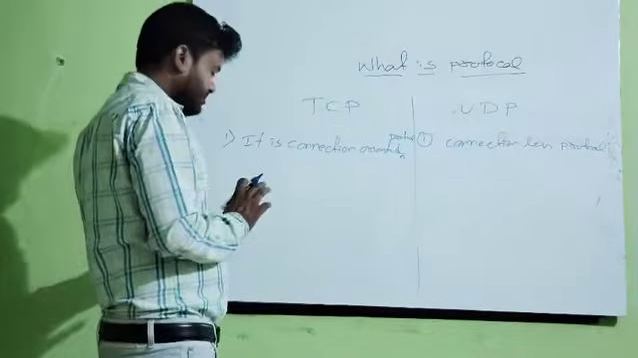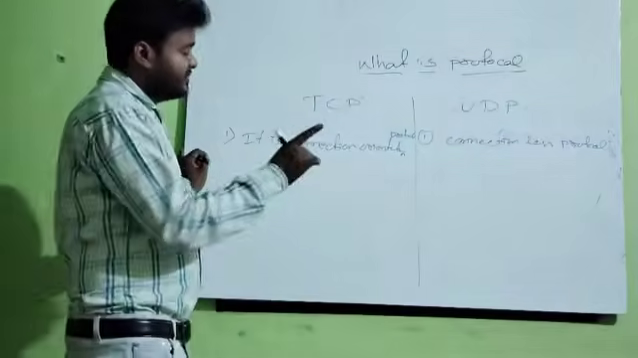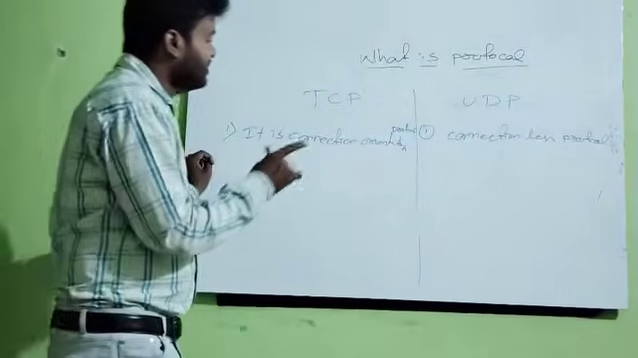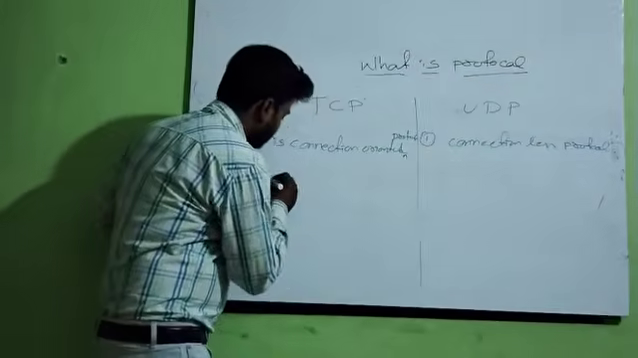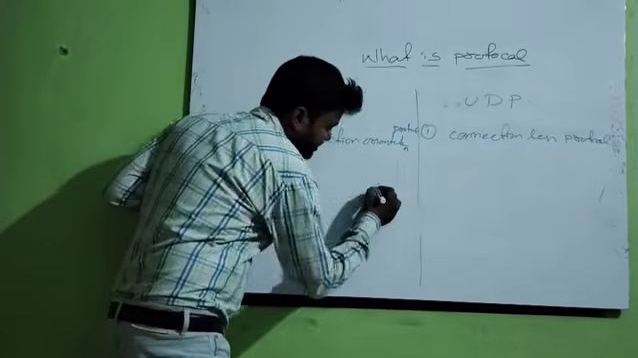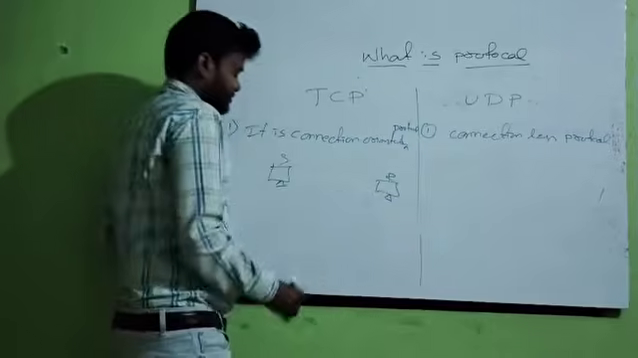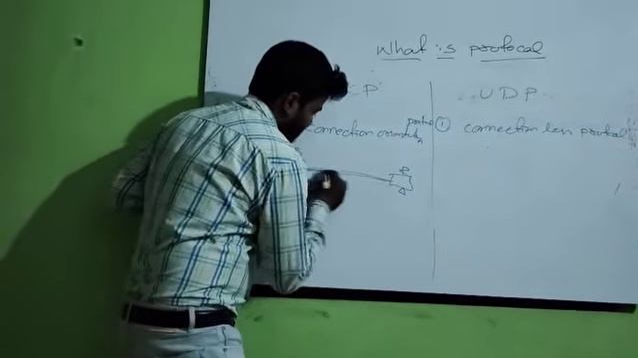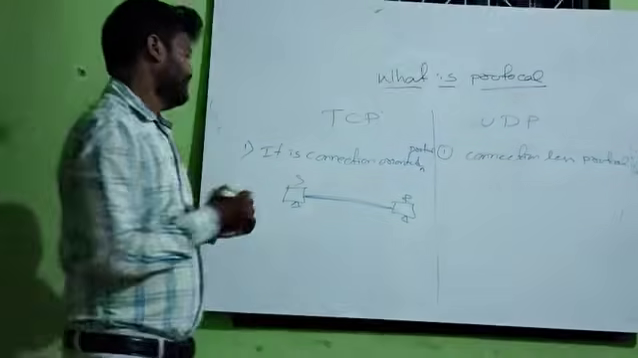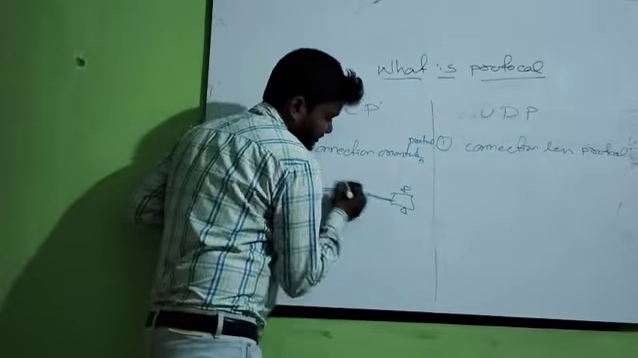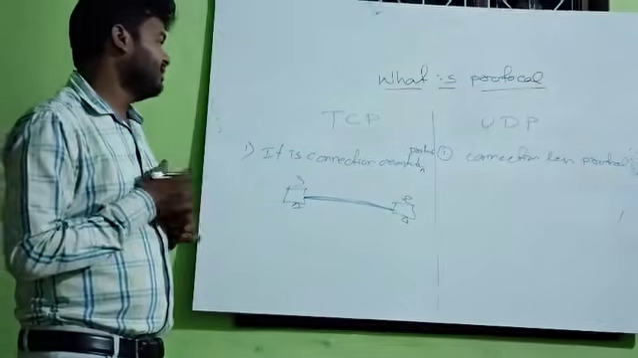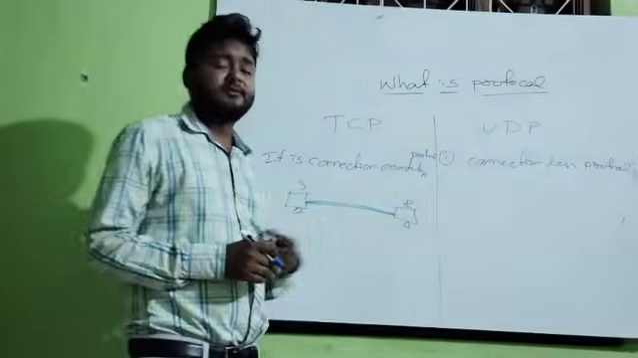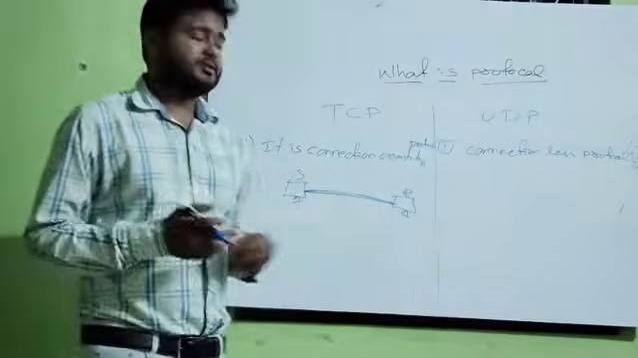Connection oriented means where a physical path is there between sender and receiver, that situation is known as connection oriented. That means a sender is there, and a receiver is there, and in this medium a physical path is there. Or we can say that it is a guided media, also known as connection oriented.